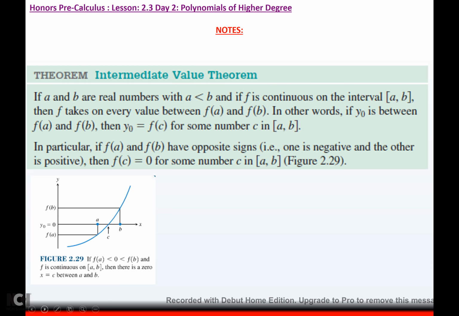Okay. All right, the intermediate value theorem. The intermediate value theorem states that if a and b are real numbers with a less than b, and if f is continuous on the interval a to b, then f takes on every value between f of a and f of b. In other words, if y sub naught is between f of a and f of b, then y sub naught equals f of c for some number c in a comma b. In particular, if f of a and f of b have opposite signs, i.e. one is negative and the other is positive, then f of c equals 0 for some number c in the interval a to b. What does that mean?